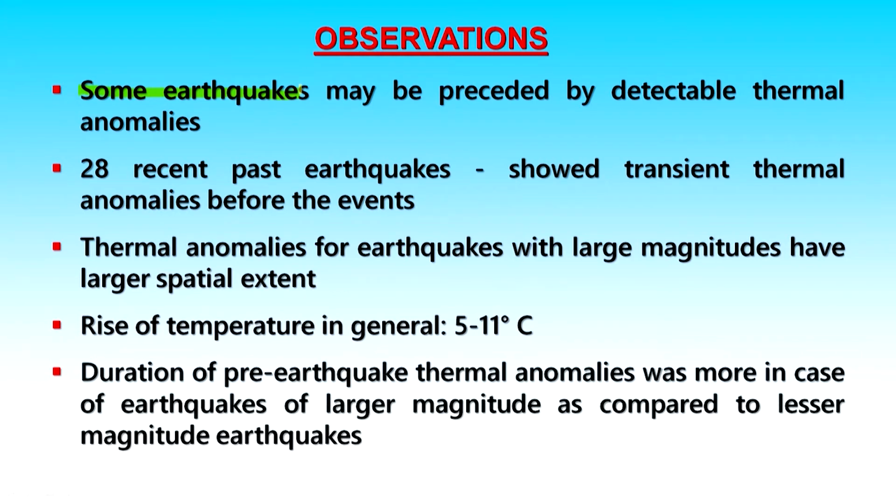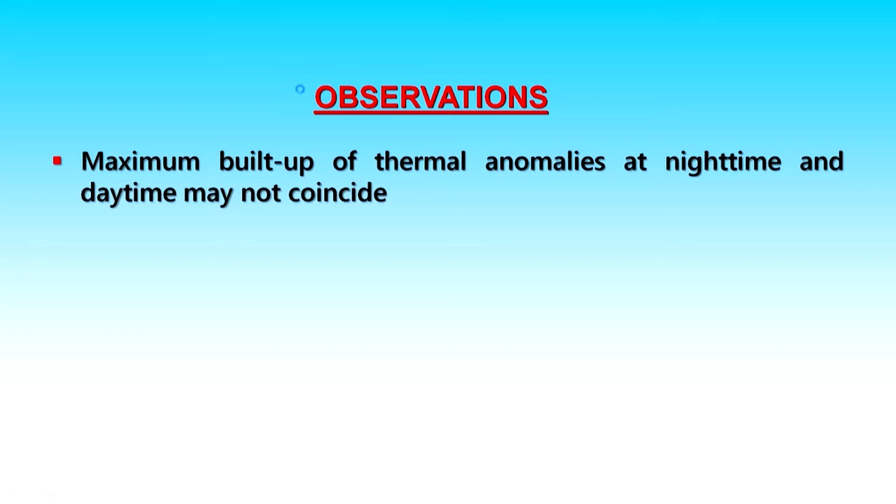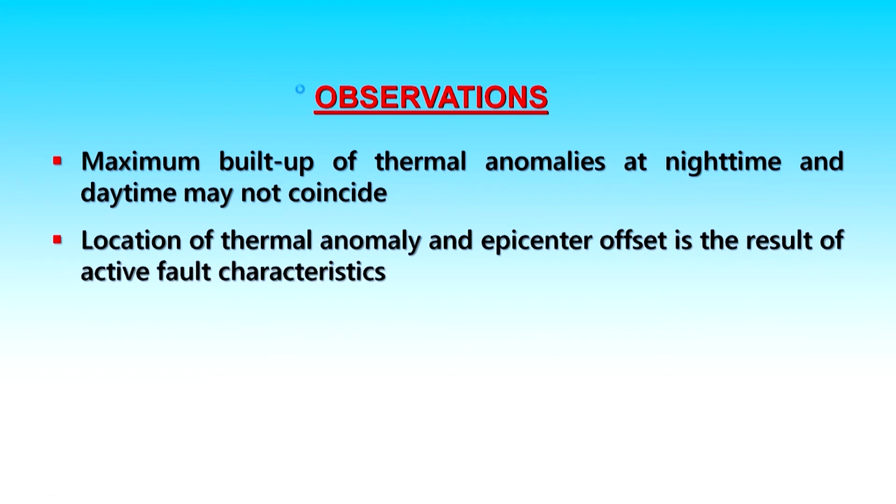The duration of pre-earthquake thermal anomalies was longer in case of earthquakes of larger magnitude, that means the anomaly is seen a few days before the earthquake, but in case of a relatively smaller earthquake this cannot be. In that case the time difference is short. Further in discussion, maximum buildup of thermal anomalies is at night time, as you can see compared to daytime in case of the Bam earthquake, and the location of the thermal anomaly epicenter offset is the result of active fault characteristics.